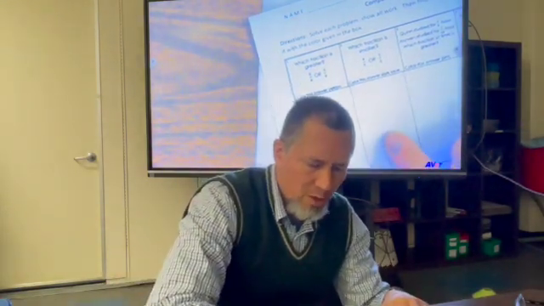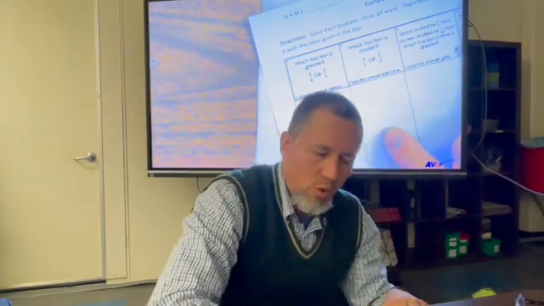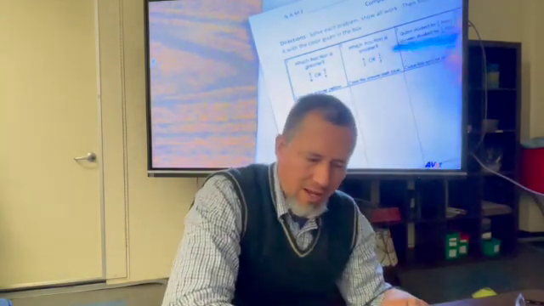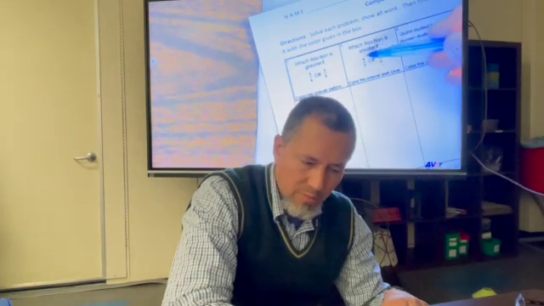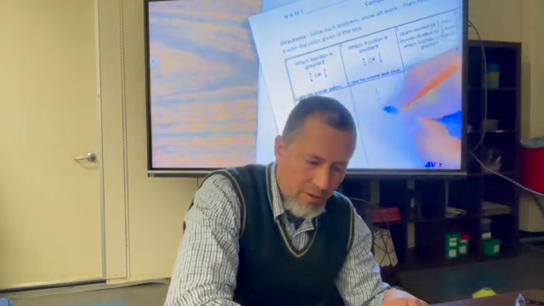Which fraction is smaller, 4/7 or 1/2? Well, 1/2 of 7 is 3.5. So this one is bigger. So 1/2 is smaller.